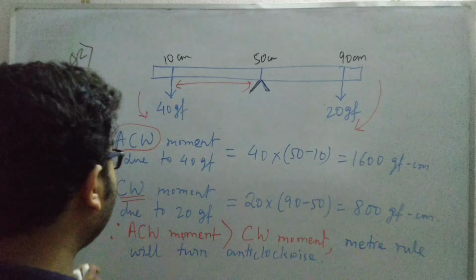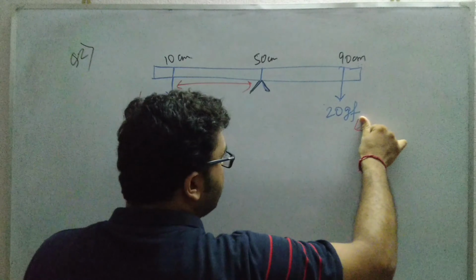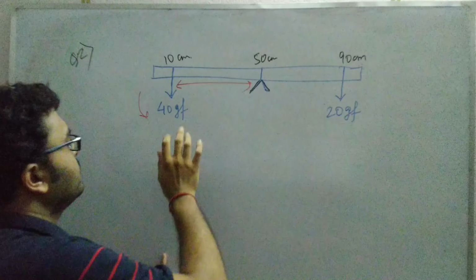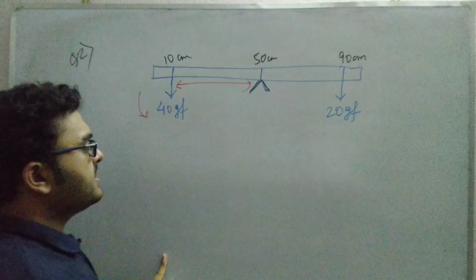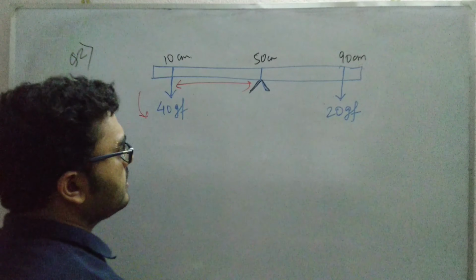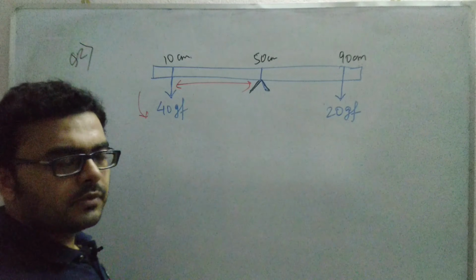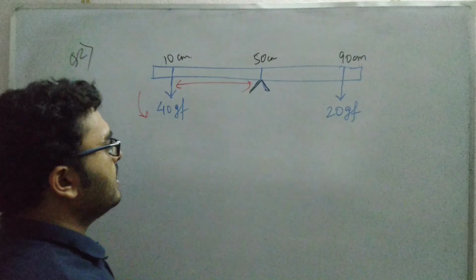Let us try to understand this. How can it be brought to equilibrium? As we can understand, the meter rule is being turned in the anti-clockwise direction because this moment is greater than this moment. So obviously the 40 GF that we have to use to bring the rule in equilibrium has to be taken on the right side of the fulcrum, the knife edge or the pivoted point.